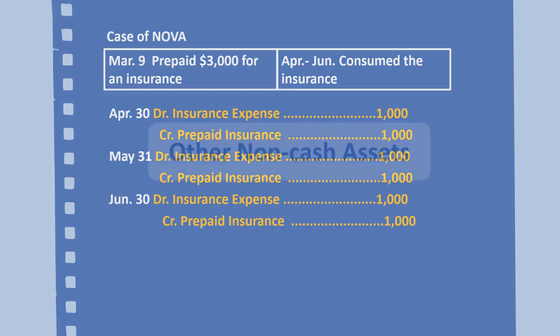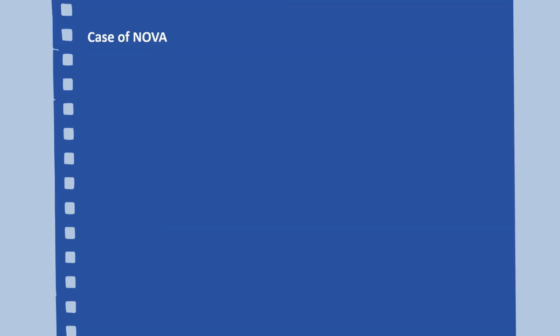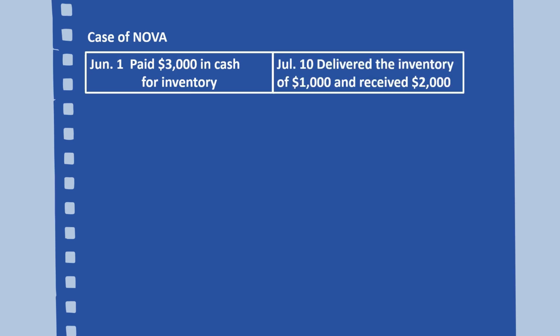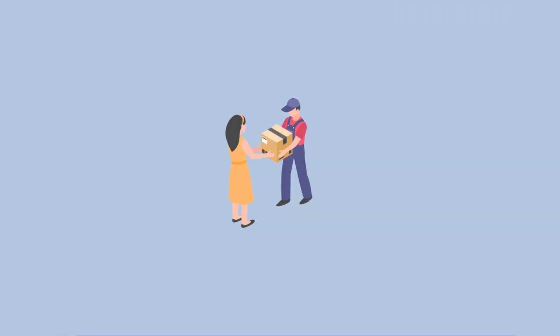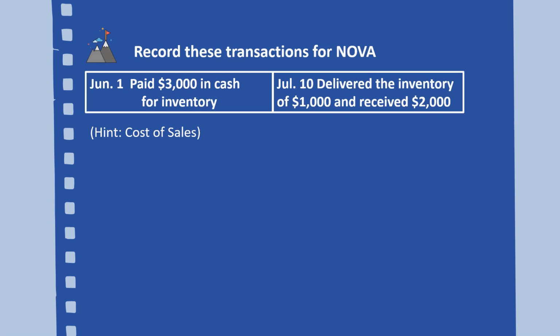But that's not all. Entities can also chomp through other non-cash assets. Let's switch gears and look at a new example. On June 1st, the Nova company paid $3,000 to acquire some inventories. On July 10, it delivered inventory costing $1,000 to customers and received $2,000 in cash for the sales. In this case, Nova consumed its inventory to generate revenue. This expense is directly linked to sales and is called the cost of sales. Now, it's your turn again. Pause the video and make journal entries to record these transactions.